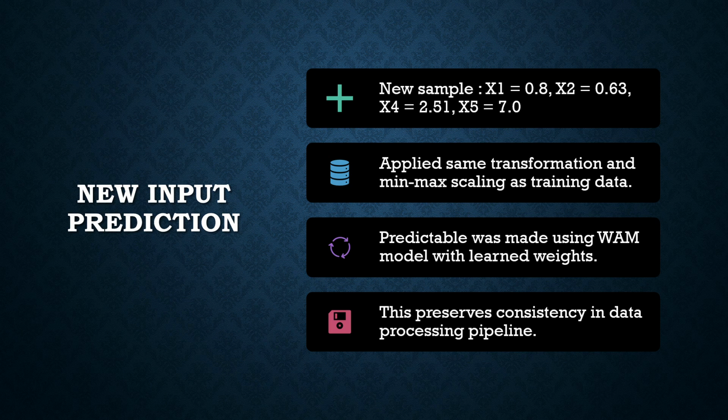On the next slide, for the new input predictions, I used input values x1 equals 0.8, x2 equals 0.63, x4 equals 2.51, and x5 equals 7. After applying the same transformation and normalization, I predicted the wine quality using the WAM model.